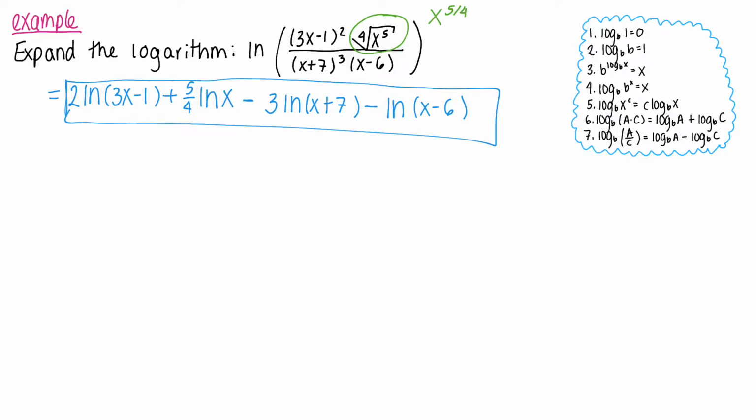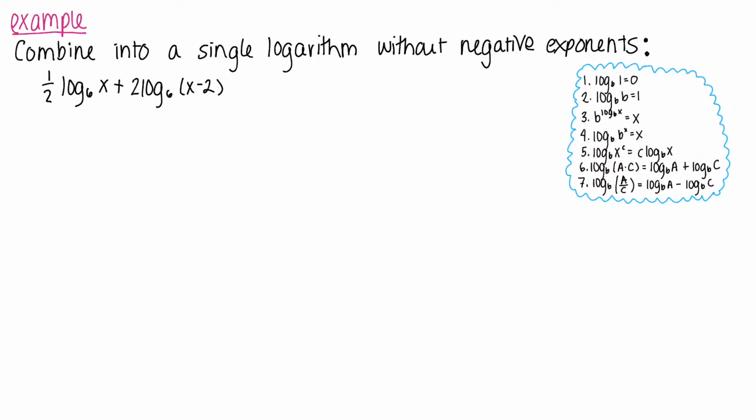So that's expanding logarithms. Now, we can also go the opposite direction and take something that's fully expanded and combine it together into one single logarithm. That's another important skill. So let's look at doing that. Combine into a single logarithm without negative exponents. We can do this step by step if we want. We could start with taking this 1/2 and bringing it up as an exponent, bringing this 2 up as an exponent, because we're trying to make it into one singular logarithm.